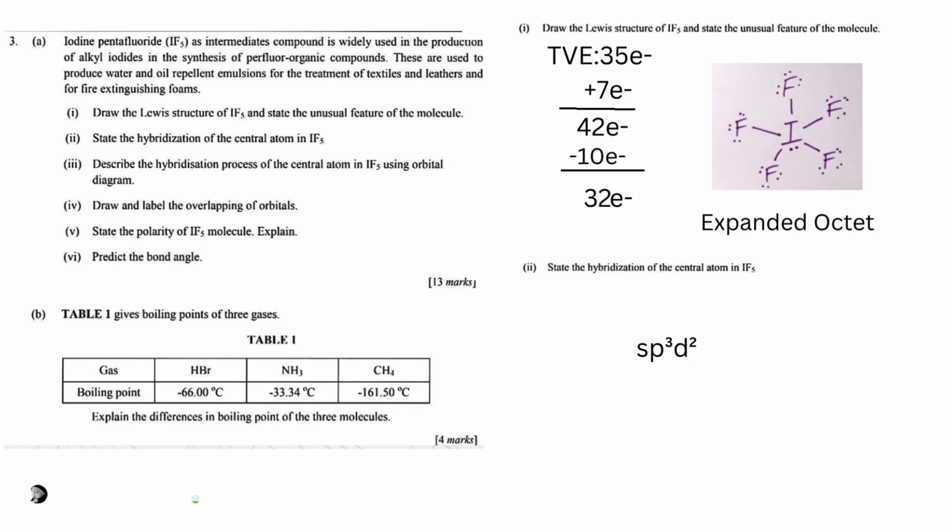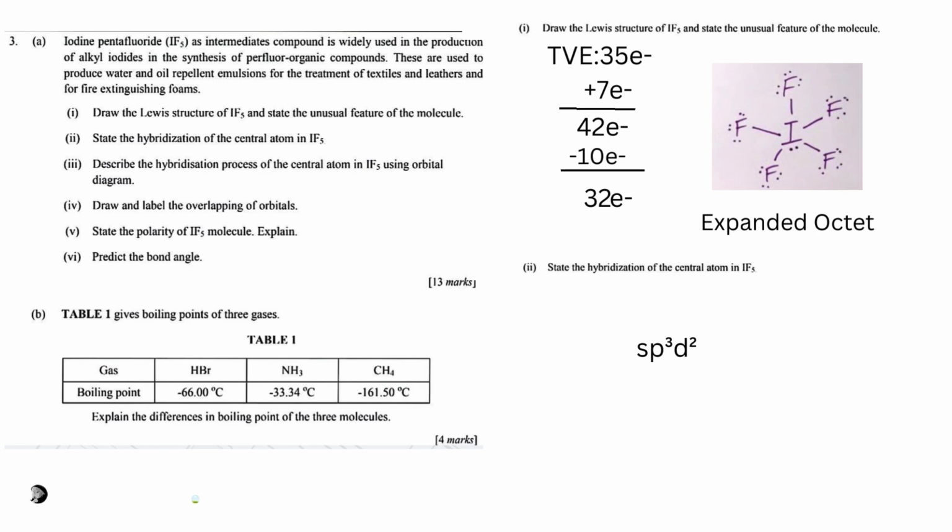Draw the Lewis structure of IF5 and state the unusual feature of the molecule. Before we draw the Lewis structure, we need to determine the total valence electrons of the molecule. We also need to determine the central atom and the terminal atoms. It's very obvious that iodine is the central atom and the terminal atom is fluorine.